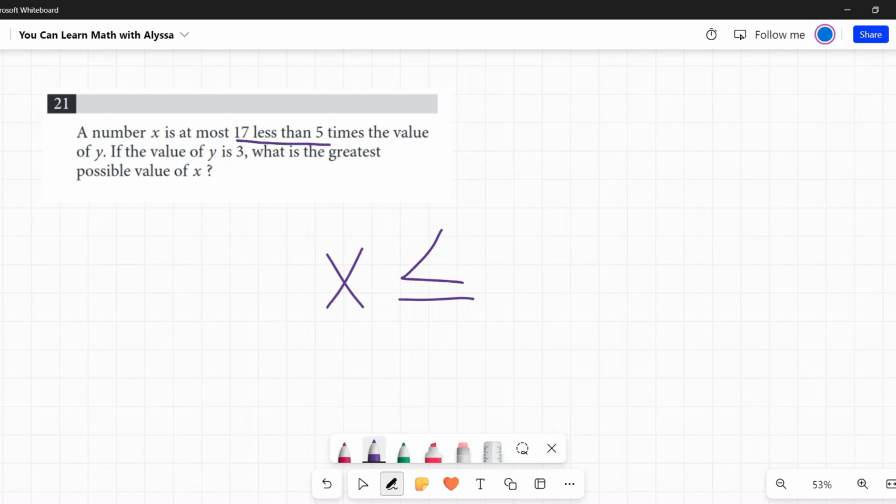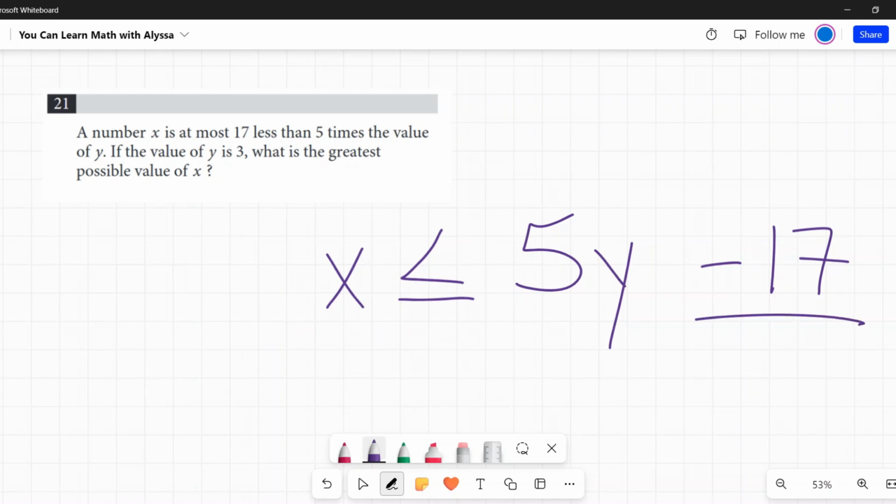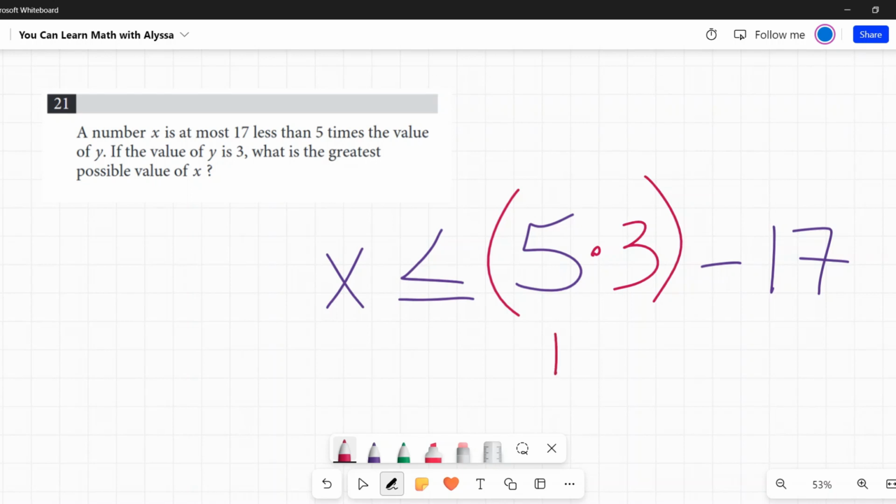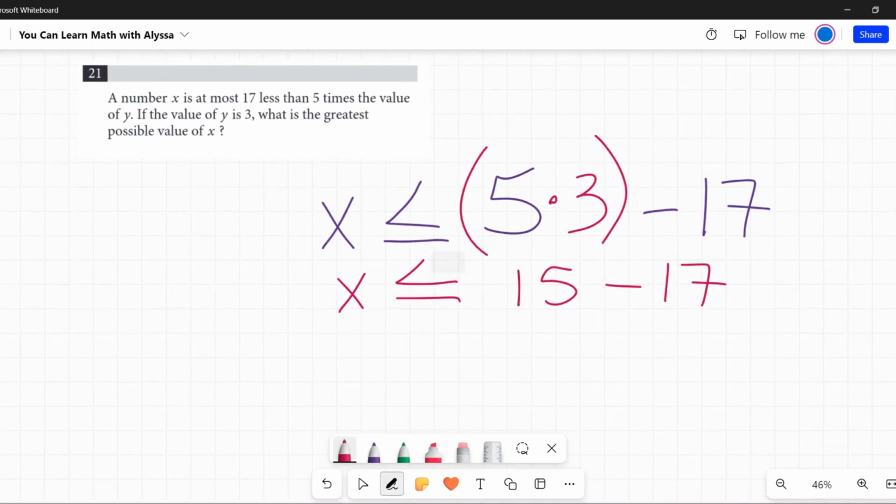And then we have this 17 less than. 17 less than means I'm subtracting 17. 17 less than 5 times the value of y. There's my equation. x is at most 17 less than 5 times the value of y. If the value of y is 3, plug that in for y. 5 times 3 is 15. So x is less than or equal to 15 minus 17. 15 minus 17 is negative 2, so x is less than or equal to negative 2. That is the greatest possible value of x, negative 2.